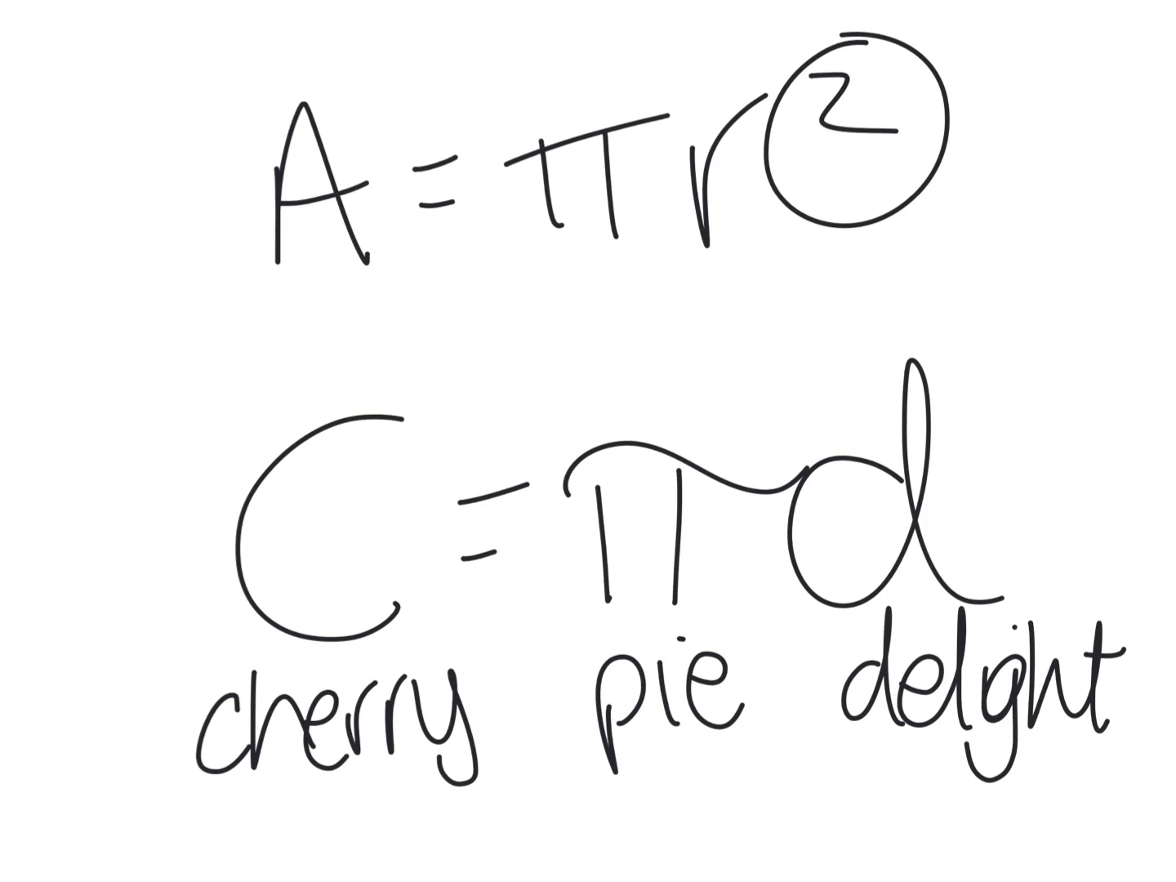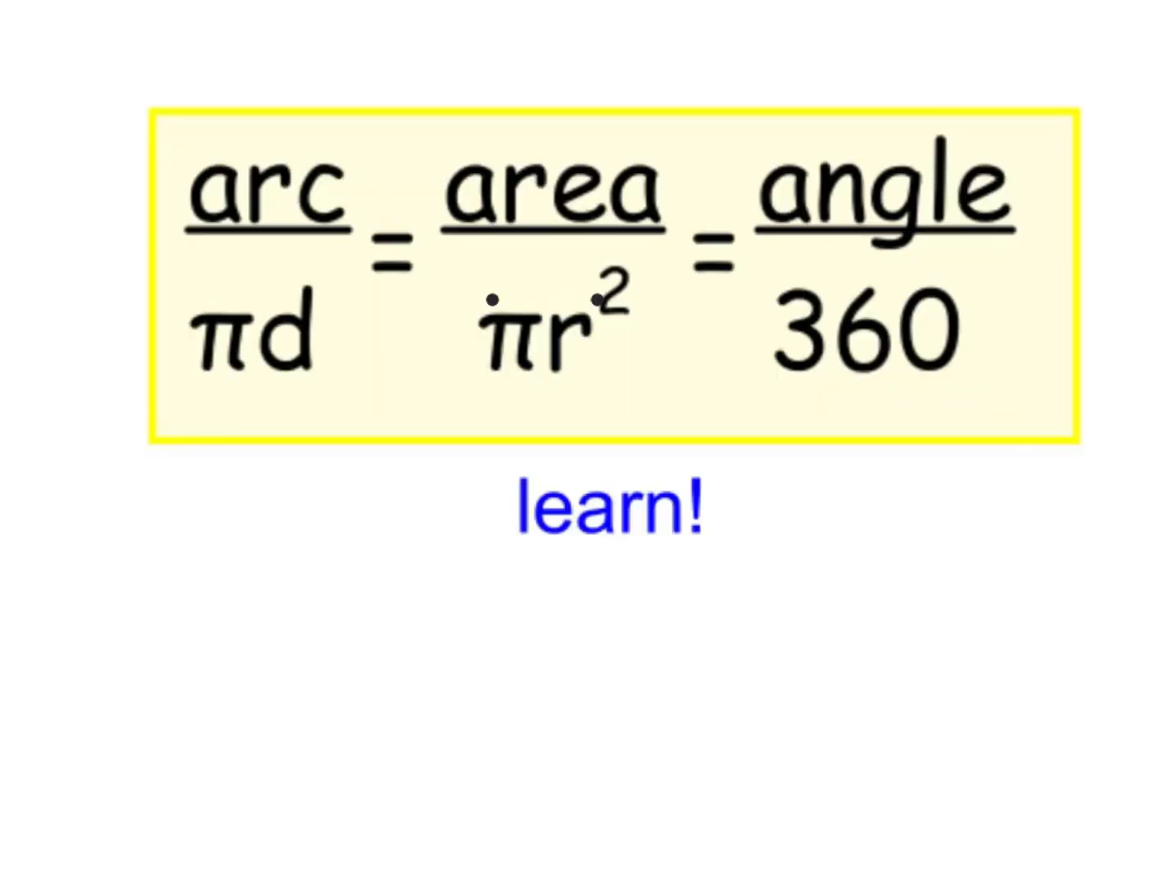So what we do is we put these formulas into a new formula which looks like this. Now you might think, God, this looks like an awful lot. It's really not that bad. We have arc over the formula for circumference, we have area over the formula for area, and we have angle over 360 because your angle is always out of 360.